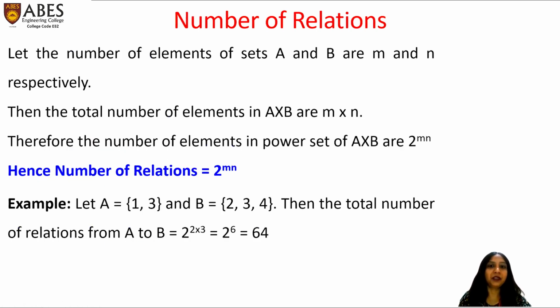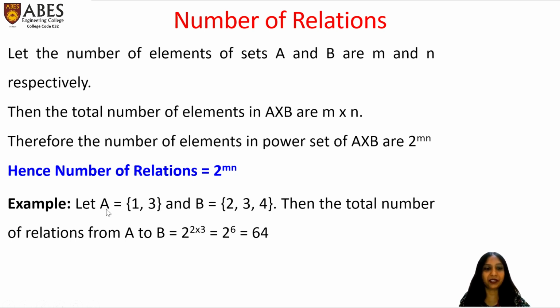Now, the formula for number of relations. Let the number of elements of sets A and B be M and N respectively. Then the total number of elements in the Cartesian product A cross B will be M cross N. Therefore, the number of elements in the power set of A cross B will be 2 raised to the power MN. Hence, the number of relations will be 2 raised to the power MN.